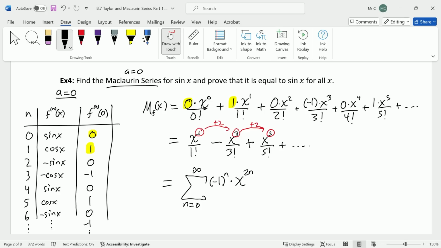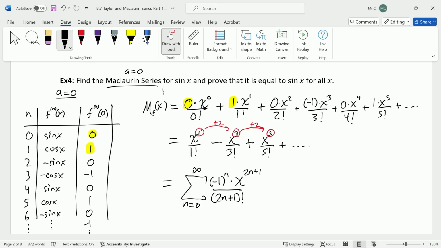It has to start at 1, so I can just tack on an extra 1 there. Plug in n equals 0, you get 2 times 0, 0 plus 1, which is exactly what I want. Now I notice my factorial is always the same as my power, so I can use the same expression, 2n plus 1 factorial there. And there, that's our Maclaurin series for sine of x.